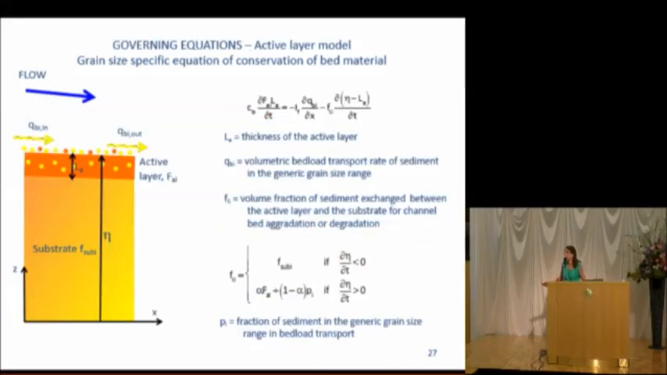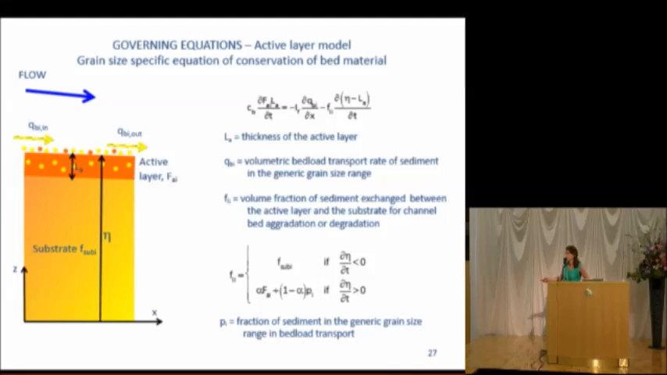Now, in an active layer model, the grain size specific equation of conservation of sediment in the bed material simply states that the time rate of change of particles in a certain grain size range in the active layer is equal to the net flux of particles due to bed load transport plus the vertical fluxes associated with channel bed aggradation and degradation. What is important here for this talk is how we compute the grain size distribution of the sediment transferred from the active layer to the substrate during channel bed aggradation and from the substrate to the active layer during channel bed degradation.